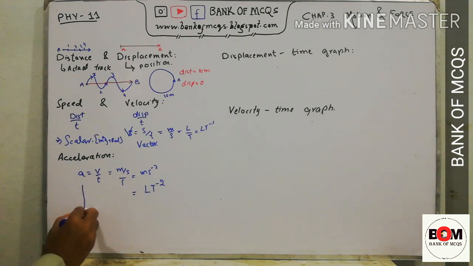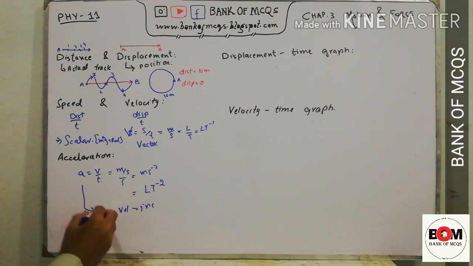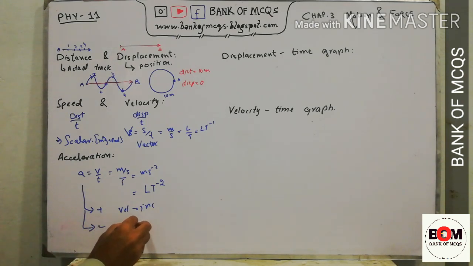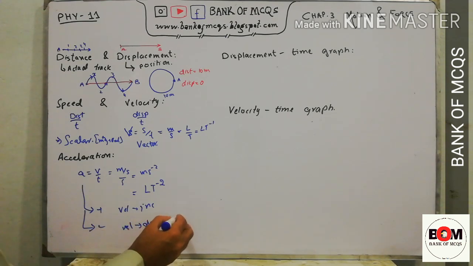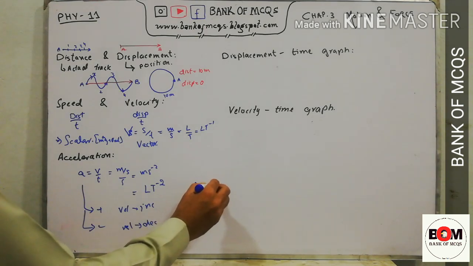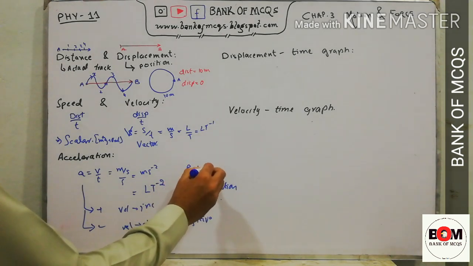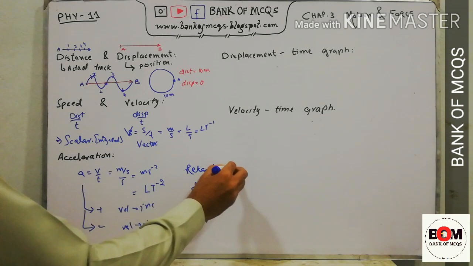The acceleration can be positive or negative depending on v. If velocity is increasing, then the acceleration is positive. If velocity is decreasing, then acceleration is negative, and negative acceleration is also called deceleration, or retardation.